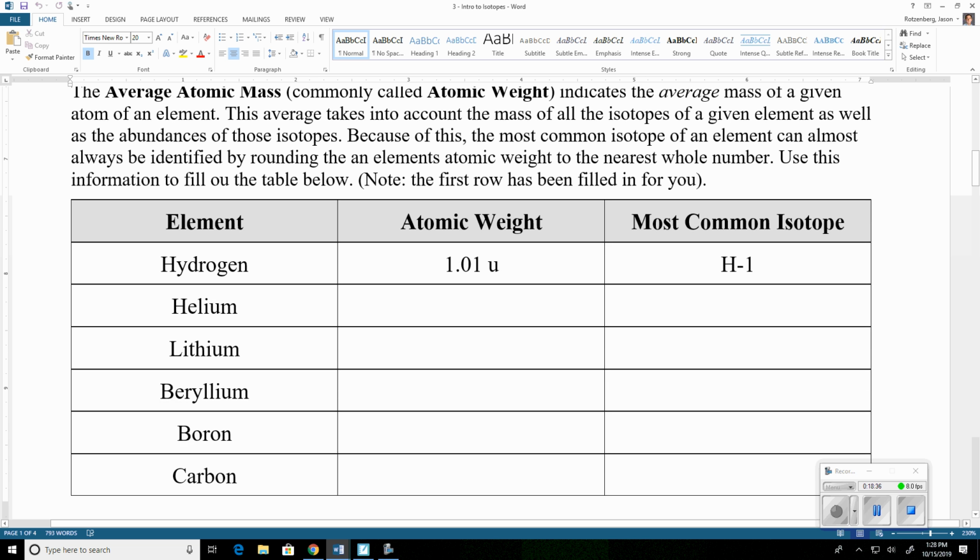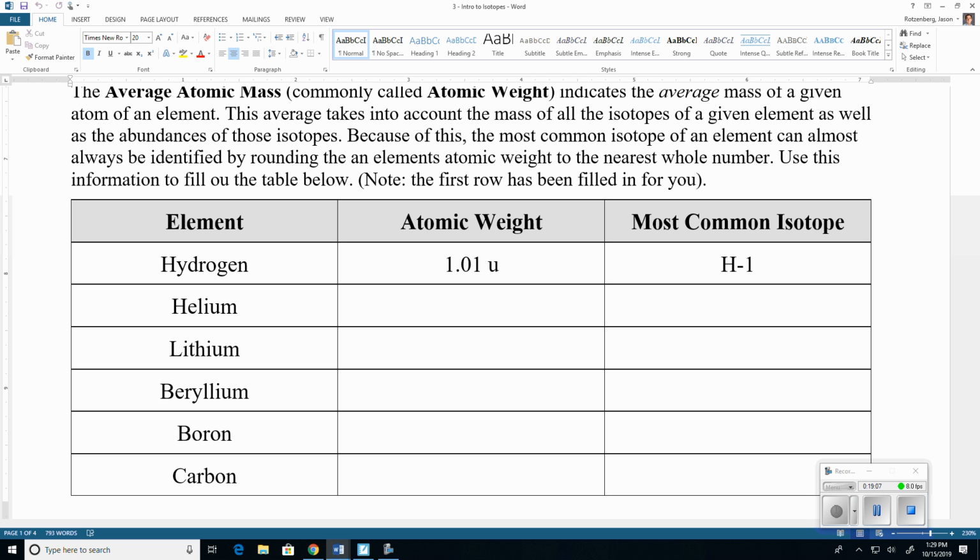Last thing we're kind of doing together before we break out. I don't even need to read this top direction point. I'm just going to talk you through it. The atomic weight in this first blank column is that average atomic mass from the periodic table, that mass that you use for mole conversions. So what you're going to do is look at your periodic table and fill that in for helium through carbon, which is elements 2 through element 6.